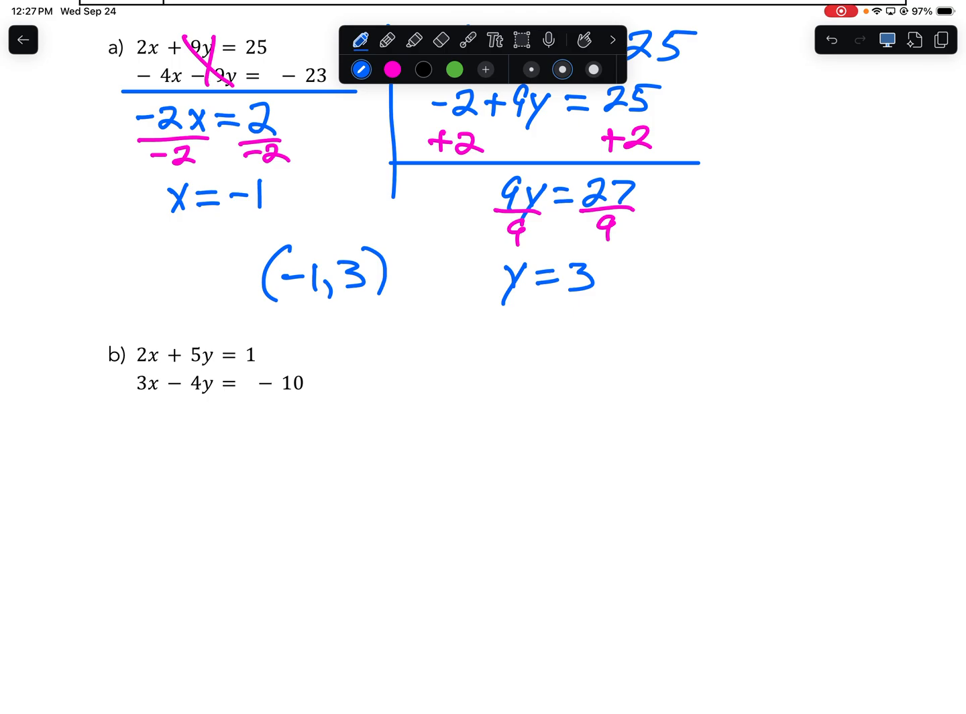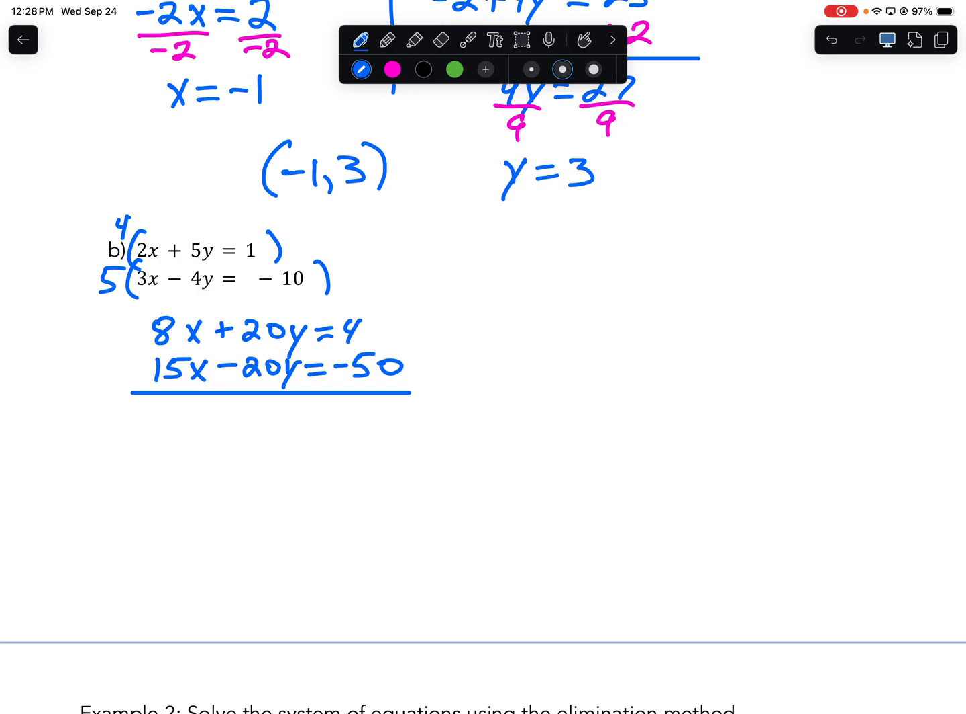So what if I want to get rid of y's? What should I multiply the top equation by? 4. Bottom equation by? 5. And the y's become then what? 20 and negative 20. Okay. So we multiply both equations. So we get 8x plus 20y equals 4. And we get 15x minus 20y equals negative 50.